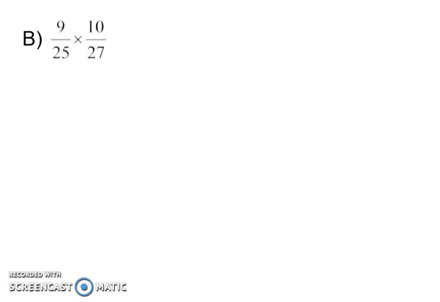Part B here, so I've got multiplication. I can solve this two different ways. First, I could multiply across and get rather large numbers, especially in my denominator, because 25 times 27 would give me 90 over 675.